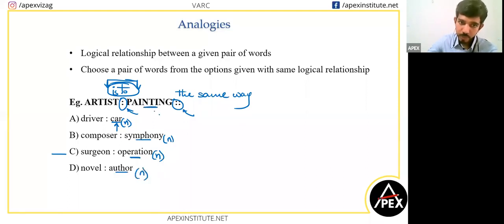This word is also a noun. It is not an action that the artist is doing. It is a noun, it is a thing that the artist is creating. So the answer here is that artist creates a painting. The same way, composer creates a symphony. Surgeon doesn't create an operation. Surgeon executes the operation. He actually does the operation.